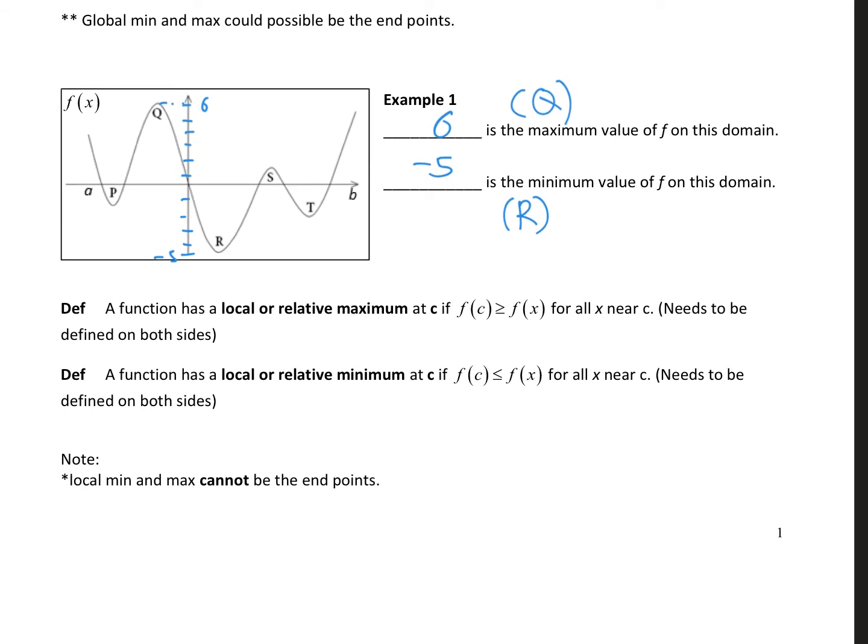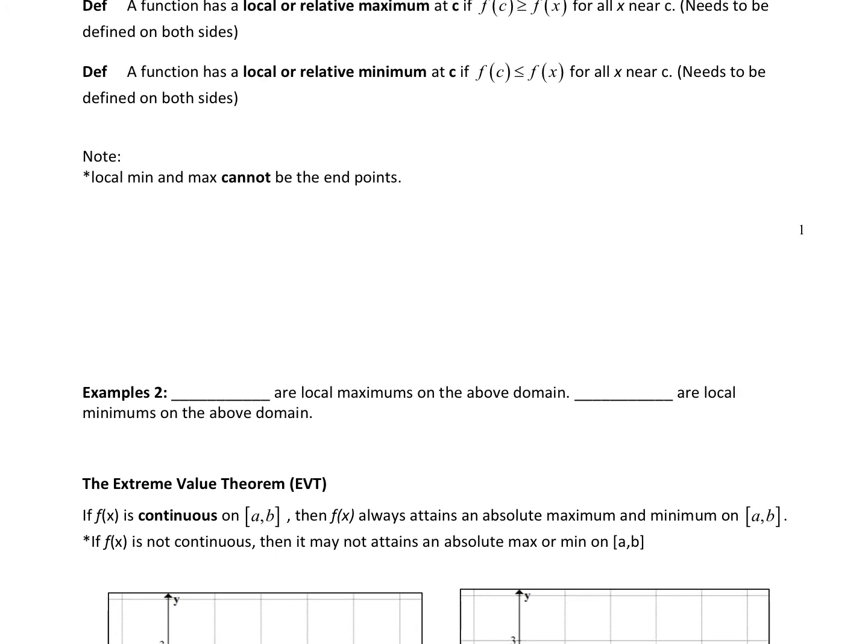And here, this is a technicality. A local max or local min cannot be the endpoint. So this cannot be a local min, this cannot be a local max. The function has to be defined around it. That means it has to have something to the left and something to the right. So that's the technicality.